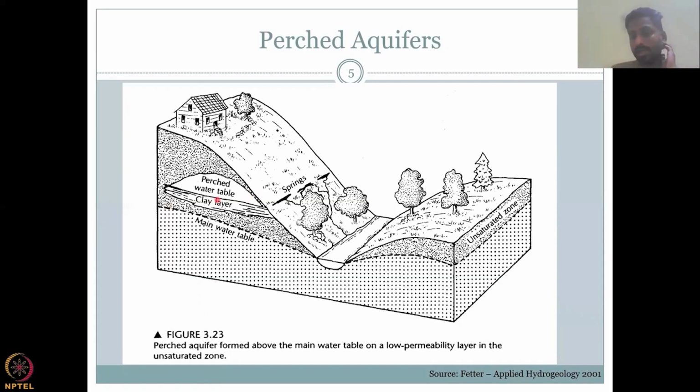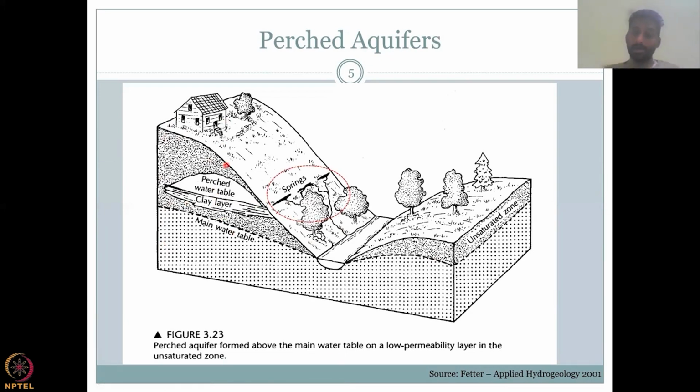So it is a small aquifer which is perched along a small area, okay, because you have water coming and then it just gets hit. Water cannot stay there for long, so it eventually breaks your surface and comes out as springs, or it can come down as recharge, but it's not as fast as recharging through the other places. So perched aquifer formed above the main water table on low permeability layer in the unsaturated zone. So if you could see, this is saturated. Why? Because water doesn't move down. It cannot move down because of this layer. So it gets stored and it becomes an aquifer.